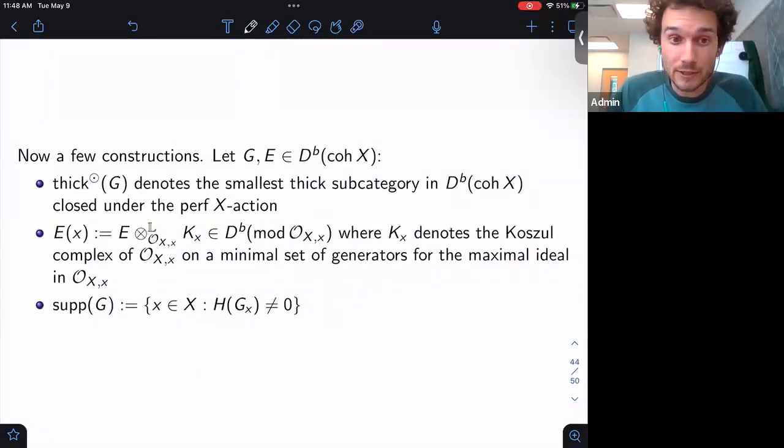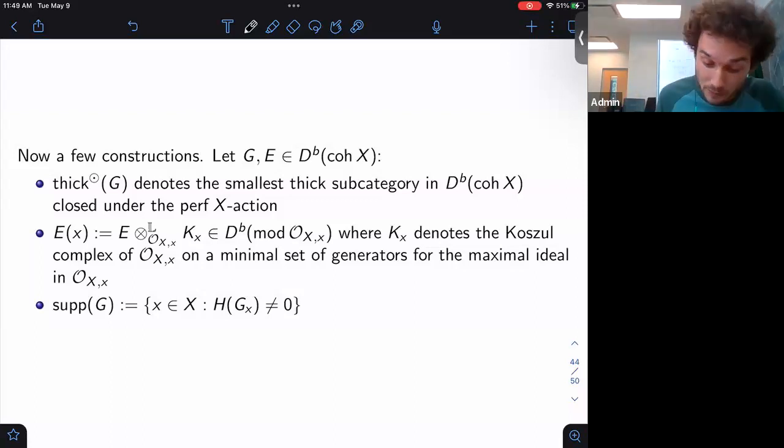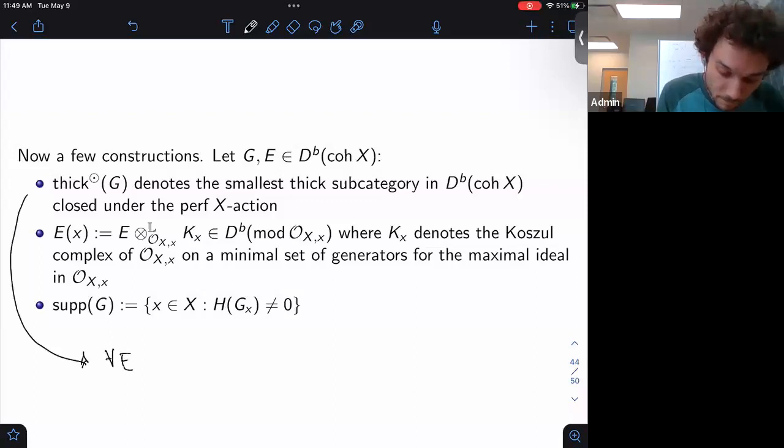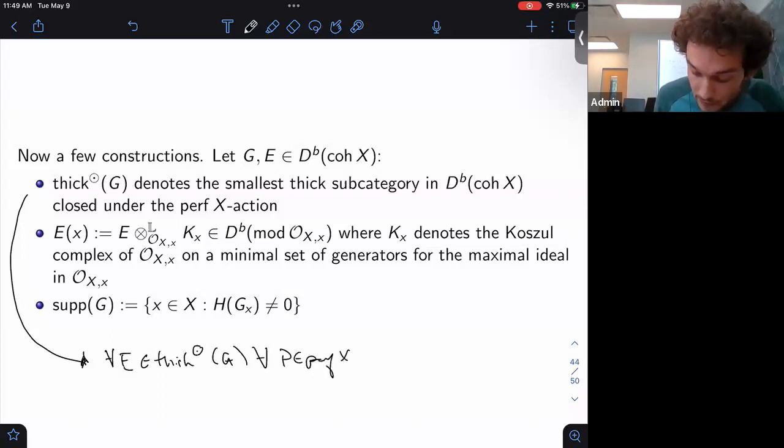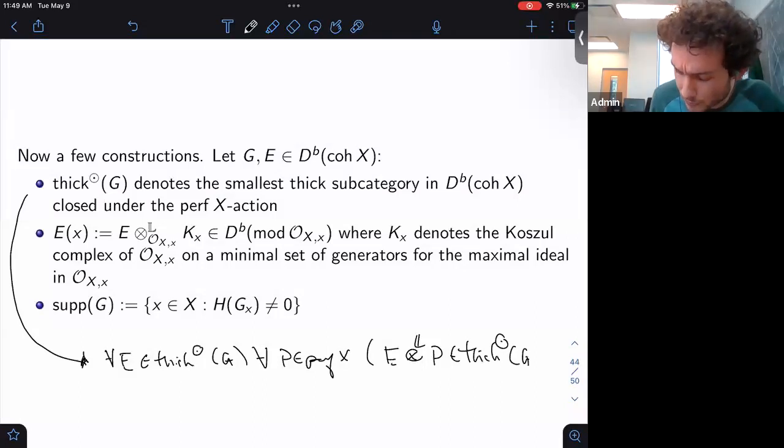For doing so, we need some constructions. So choose two objects inside D^b_coh(X). Thick_⊗(G) denotes the smallest thick subcategory in D^b_coh(X) closed under the Perf action. What this means is that for every E inside thick_⊗(G), and for every P in Perf X, we have that E ⊗ P sits inside thick_⊗(G). That's what it means to be closed under the Perf action.